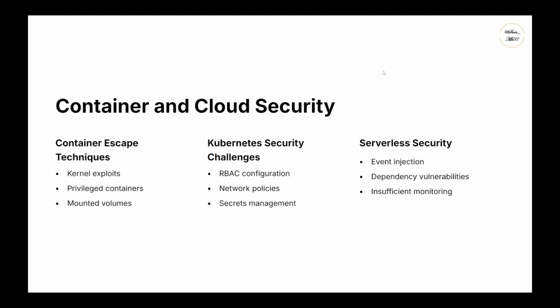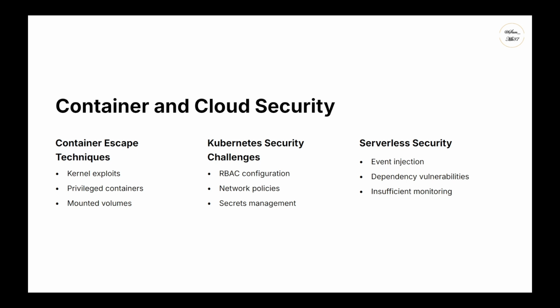Now let's go and talk about some of these security in different domains. We start with container and cloud security. So as organizations increasingly adopt cloud-native technologies like containers, Kubernetes, and serverless functions, new security challenges emerge that require specialized attention. Starting with containers, one of the biggest risks is container escape. Attackers use techniques like kernel exploits or abusing mounted volumes to break out of the container and gain access to the host system. And running privileged containers, which have elevated access, can significantly increase the risk. Proper isolation and restricting capabilities are essential defenses here.